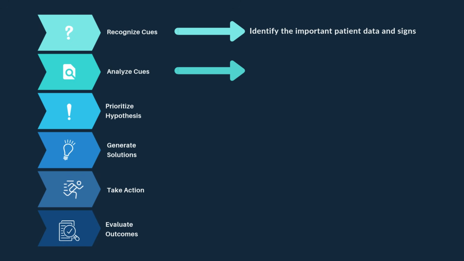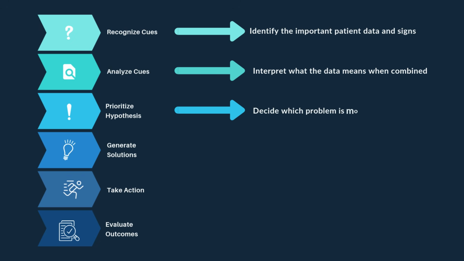Next, let's talk about analyzing those cues. So we know that our patient has chest pain, respiratory distress, and their heart rate is very tachycardic. What do these findings mean together? You need to look at the whole picture, not just one finding or another, to help decide what your next steps are. Once you have evaluated and looked at those cues, you can decide which problem is the most urgent.